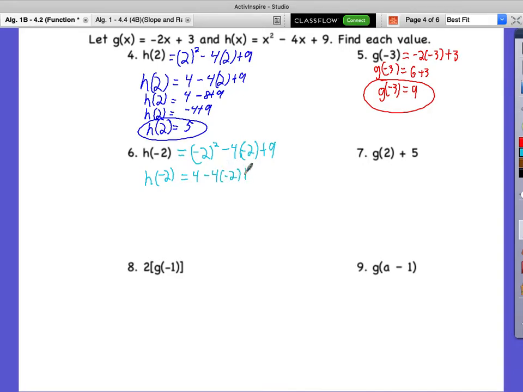Okay, and everything else stays the same. So h of -2 is, well, what's -4 times -2? Positive 8. Plus 9. So we have 4 plus 8 plus 9. Questions up to here? 12. So h of -2 is going to be 4 plus 8 is 12 plus 9.